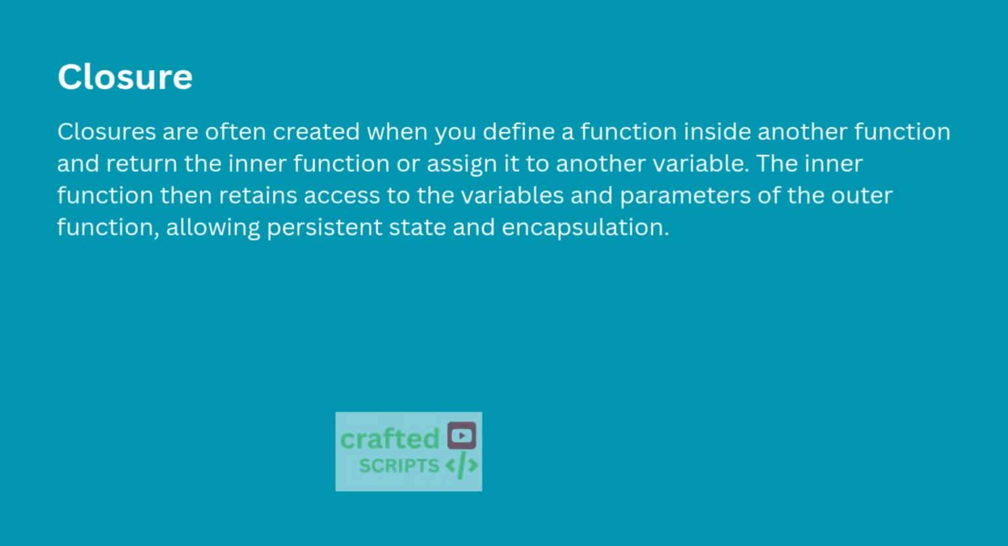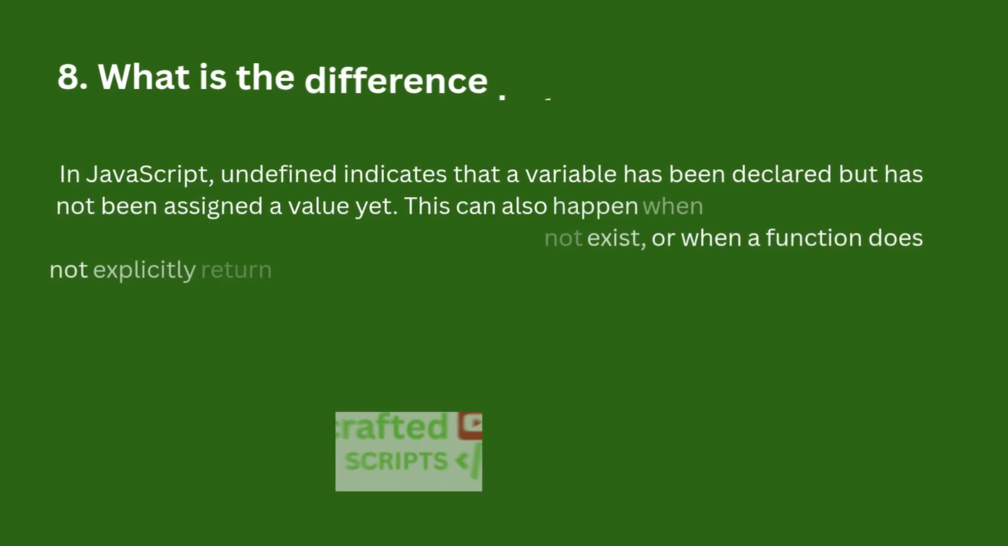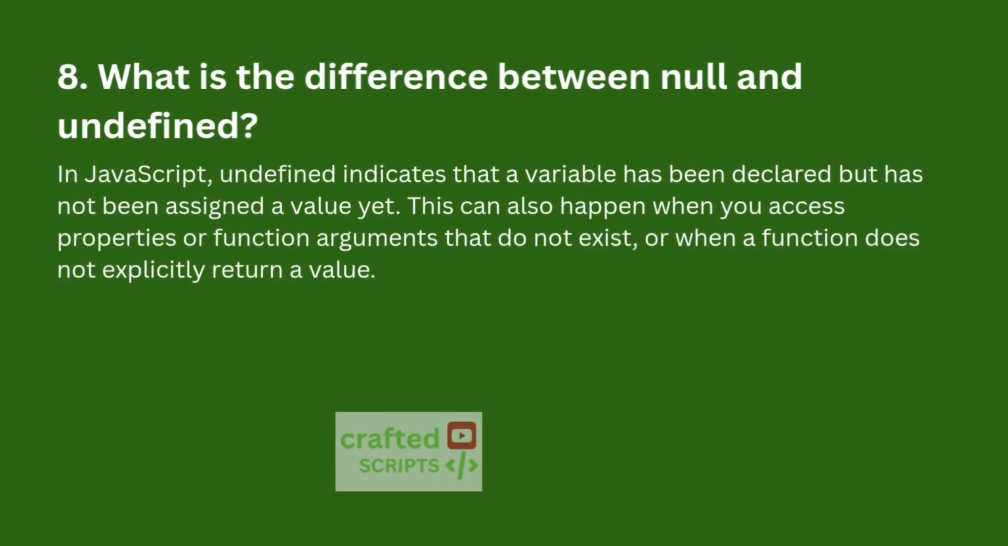Closures are often created when you define a function inside another function and return the inner function or assign it to another variable. The inner function then retains access to the variables and parameters of the outer function, allowing persistent state and encapsulation. Question number 8. What is the difference between null and undefined?